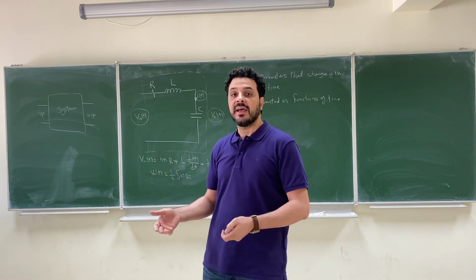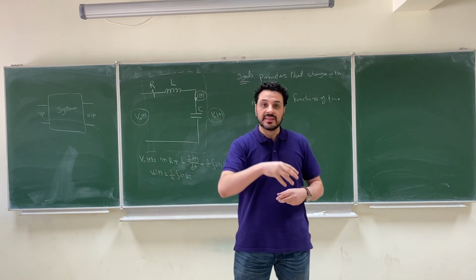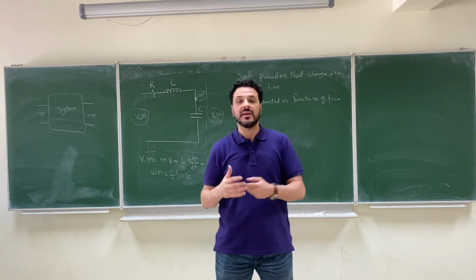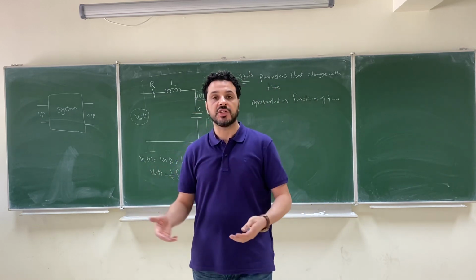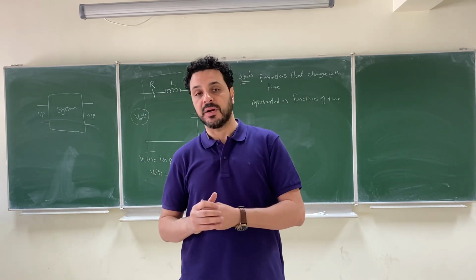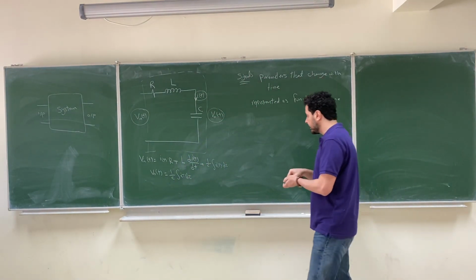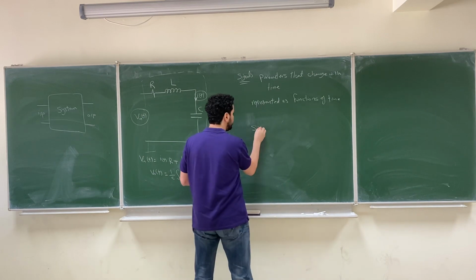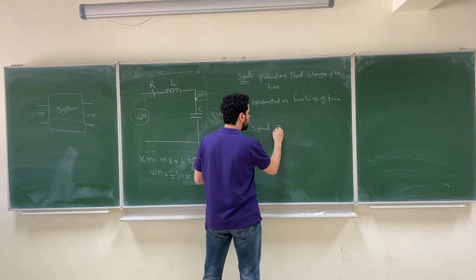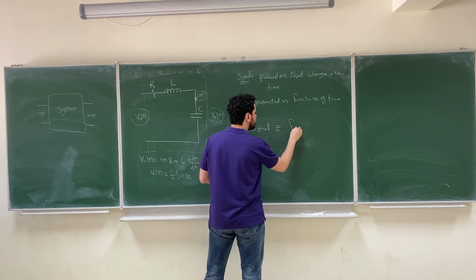So a signal is a parameter that is a function of some other parameter, like time, like location, like any other parameter. And we can represent a signal as a function. So a signal can be represented or modeled as a function.